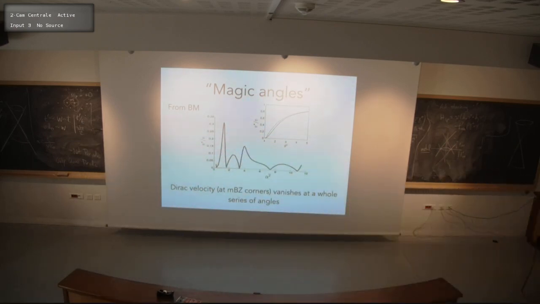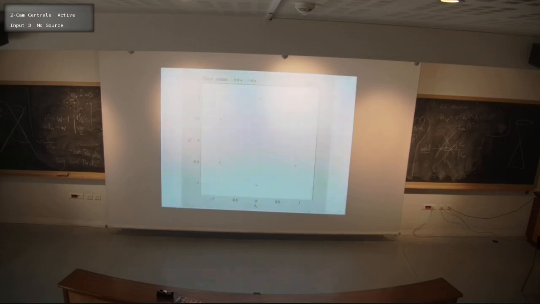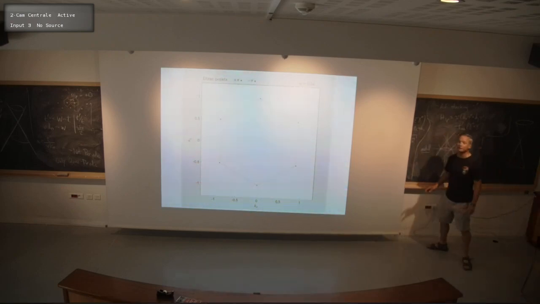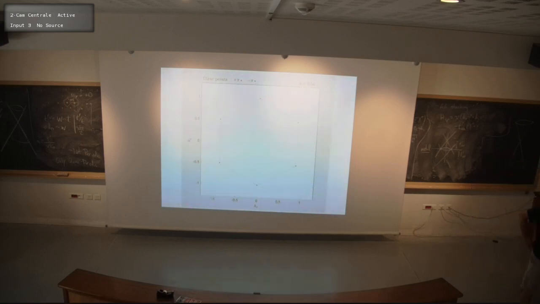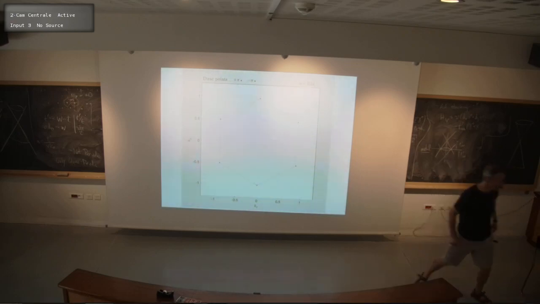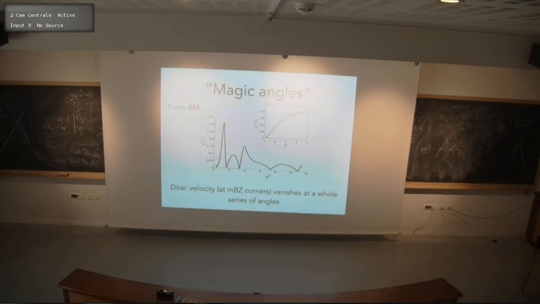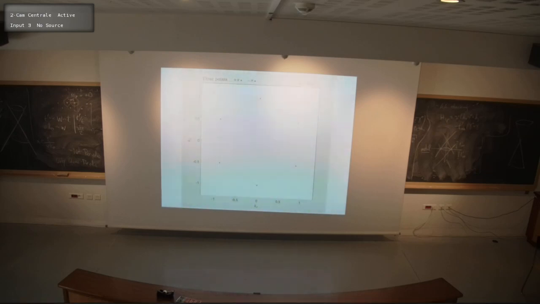I want to show one more thing, which I think is the next slide. Okay, you may wonder what's going on. This is probably not going to explain what's going on, but it's just so cool. Chun Shao knows what it is because he was involved in this work. You can ask him what it is. I mentioned that what Bistritzer and MacDonald showed here was that the Dirac velocity vanishes at these magic angles. But that's only looking near the Dirac points in this mini Brillouin zone. So you might ask, what's happening more broadly? Well, it's like fireworks.